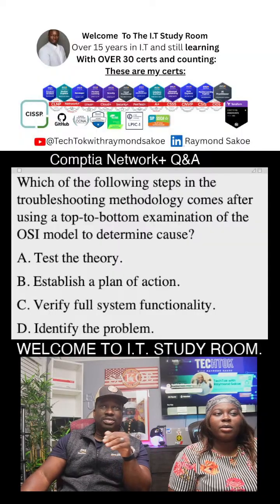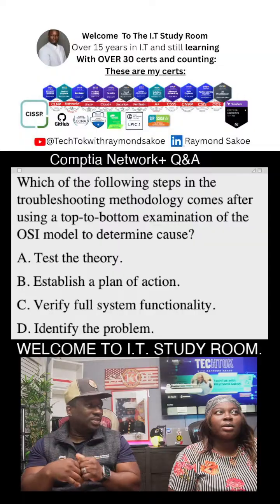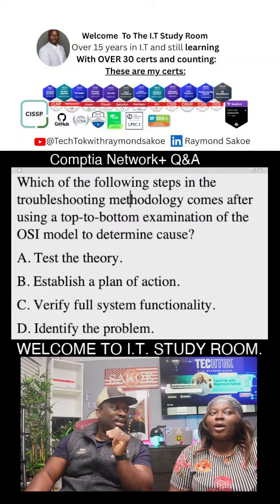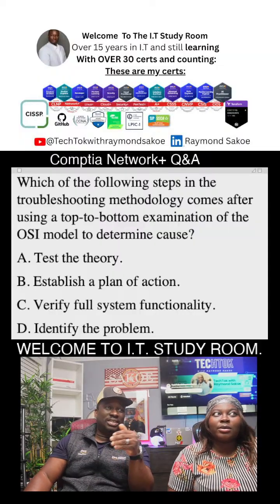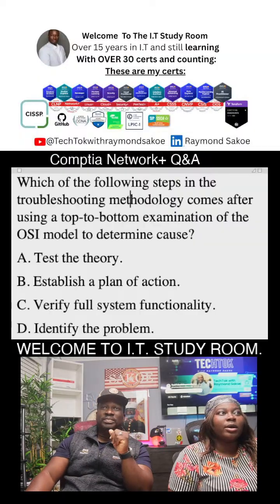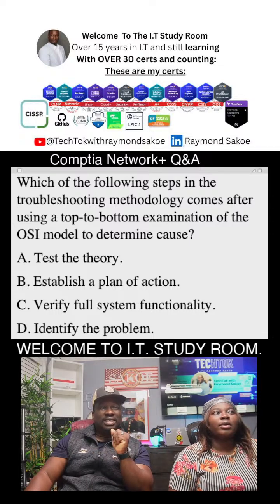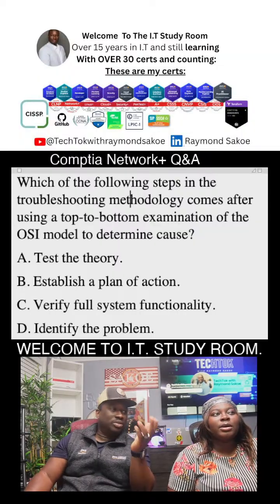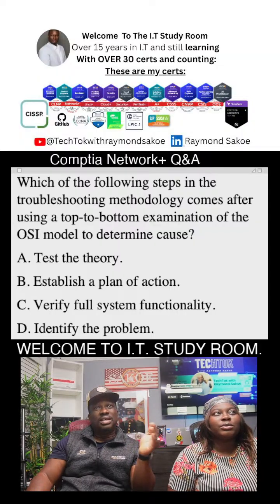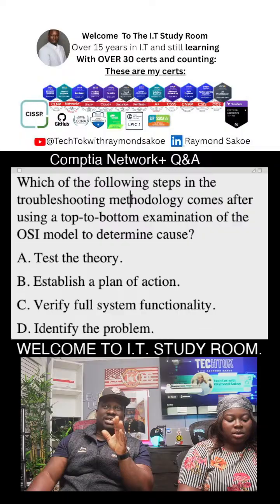If a user calls and says, hey, I'm having an issue with my internet, you don't just jump into fixing the issue. First of all, you have to identify the problem, to make sure that the problem is legit or even exists. The second step is to establish a theory of probable cause. The user might say, I'm unable to get on the internet, but there are so many issues in between.